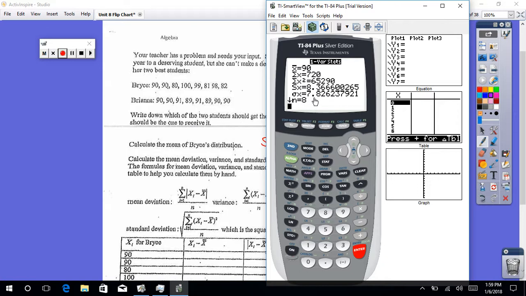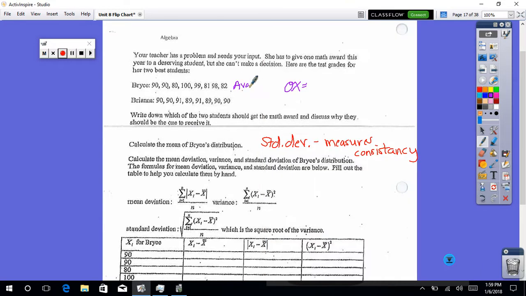So Bryce's standard deviation is 7.82. Look at his class average. His class average is a 90. Let's write that down. His average is a 90, and his standard deviation was 7.82.